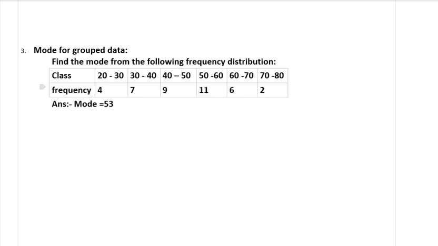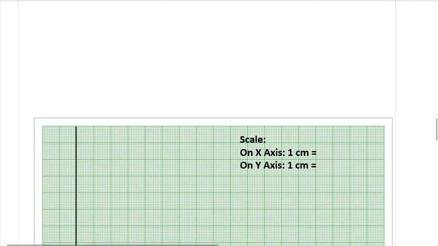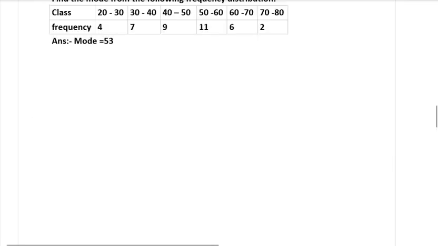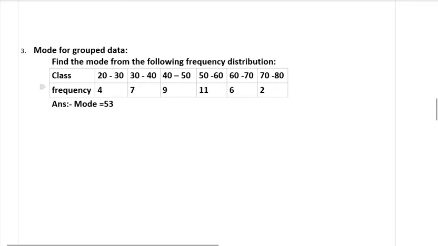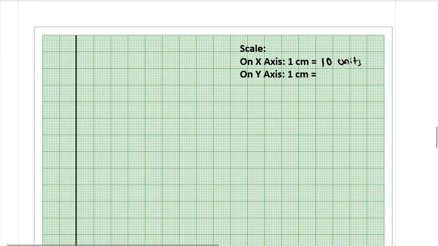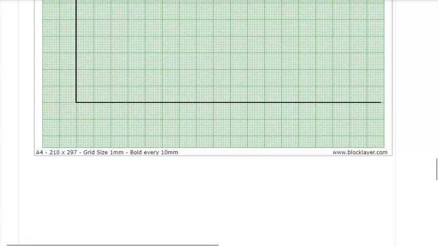So we can use a kink over here. I'm going to show you. First I'm going to take on x-axis 1 centimeter is equal to 10 units, right? And on y-axis 1 centimeter is equal to 1 unit, because frequency is minimum 2 and maximum 11. So on y-axis 1 centimeter is equal to 1 unit, right? So this is your y. So we have to make a histogram. That means no cumulative frequency or any fancy things. This is x, this is 0.